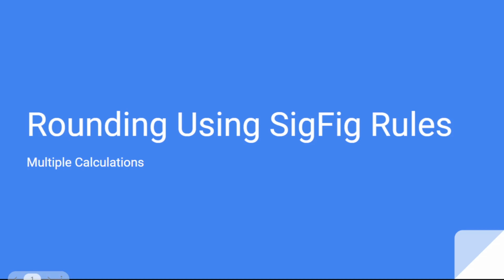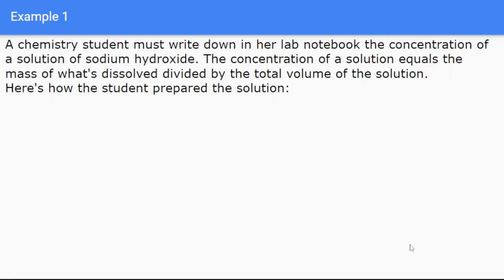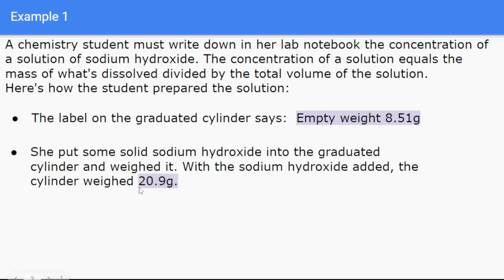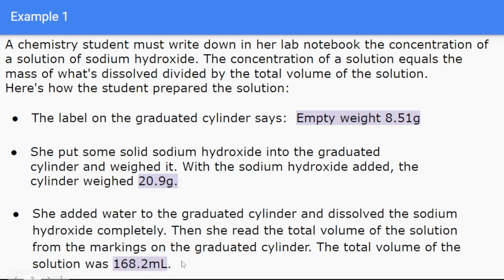In this video, we'll look at rounding using significant figure rules when you have multiple calculations in a problem. In this example, the student will calculate the concentration of a solution. She's given the empty mass of the graduated cylinder, the mass of the graduated cylinder with the solution in it, and then the volume of the solution in the graduated cylinder.